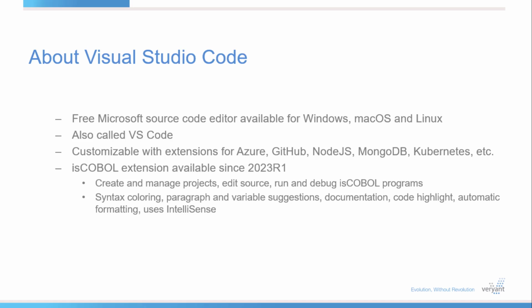It already includes integrated support for a lot of programming languages like JavaScript, but other languages are supported through extensions, and now that includes isCOBOL. We added our extension in version 2023 R1, so you can work with your isCOBOL programs easily inside of Visual Studio Code. And you get benefits like the in-app configuration setting, running and debugging from the editor, code suggestions and highlighting. Now this video is going to cover installing VSCode and the extension, and then we'll run our sample program.